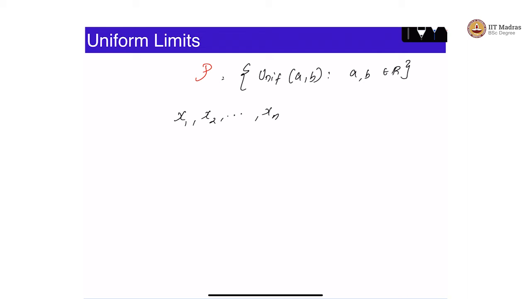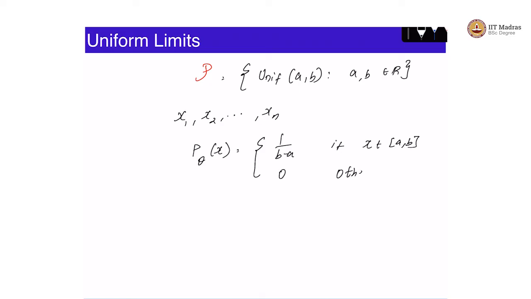Now what is p theta of x first? P theta of x is simply given by 1 by (b minus a). I'm going to use theta as effectively a comma b, so theta represents both a and b. So 1 by (b minus a) if x belongs to a to b, and 0 otherwise. So you have your p theta given as follows.